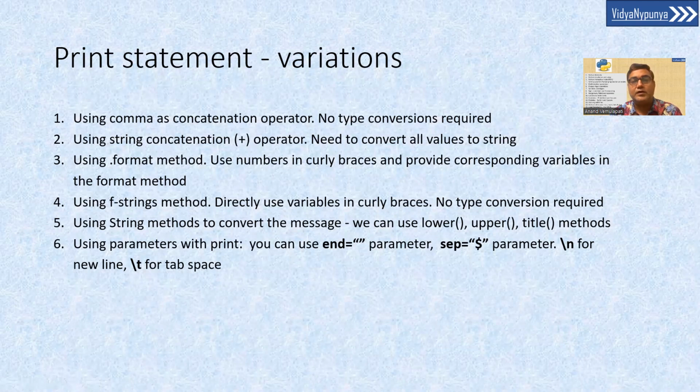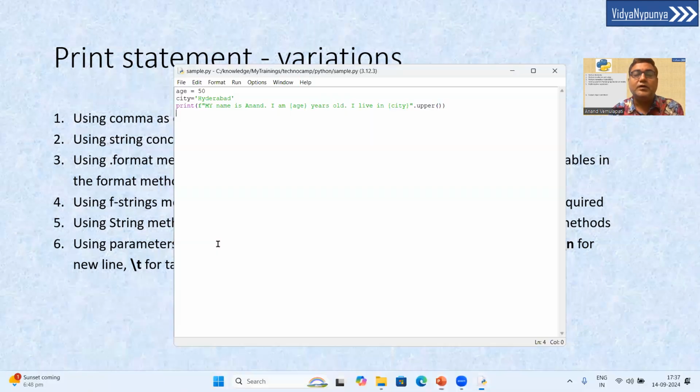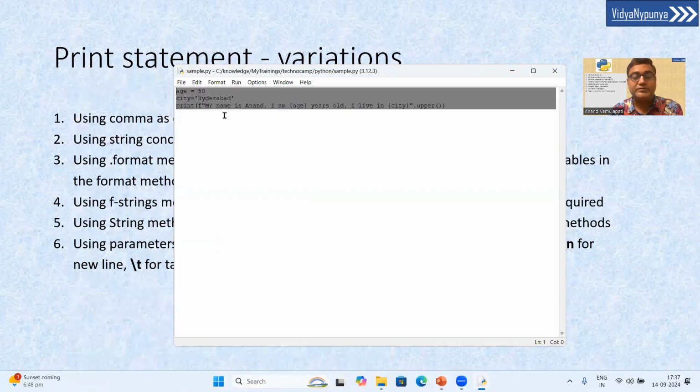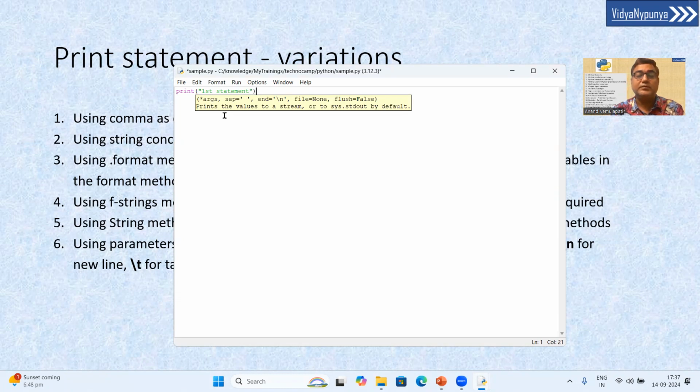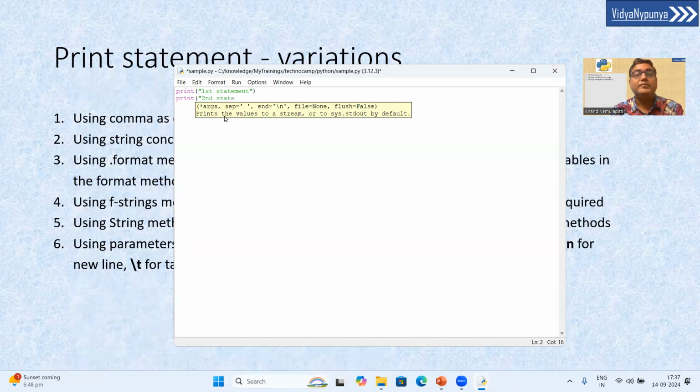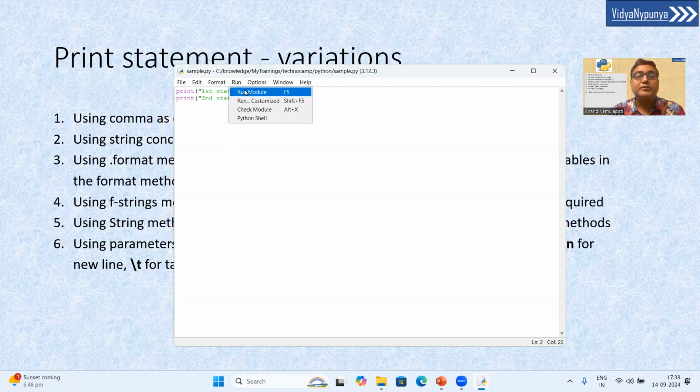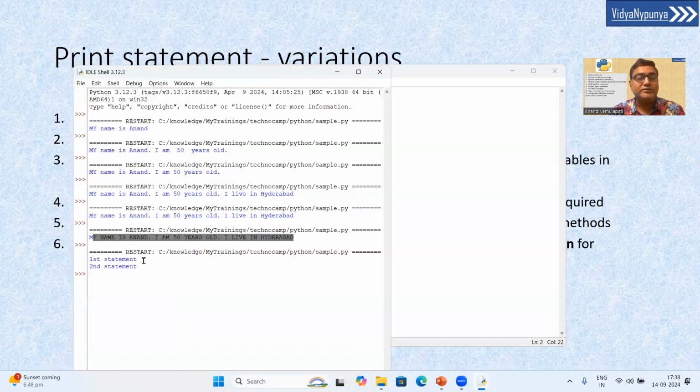And there is another concept, right? Within the print statement, you can use some optional parameters. The print statement takes some optional parameters. Let me just show you the end parameter, for example. If I have a different number of statements, let us say this is the first statement, and then I have the second statement. If I run the program, by default, the end operator is backslash n, which is a new line character. That is why you are getting first statement, second statement in different lines.